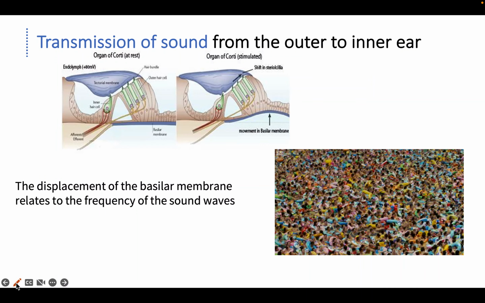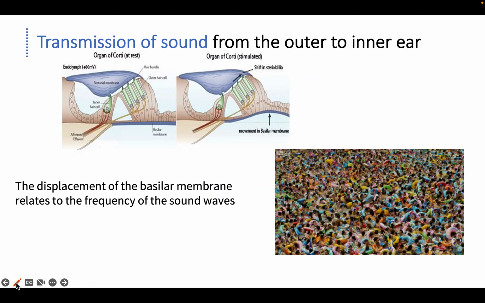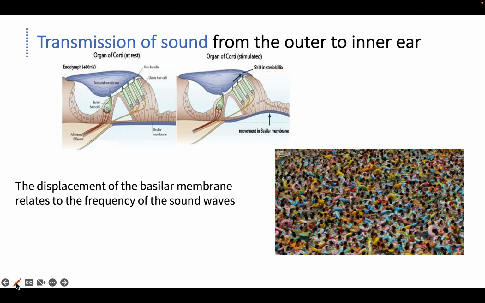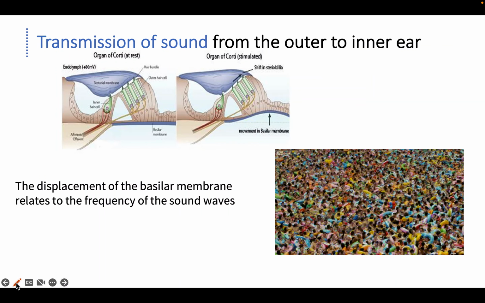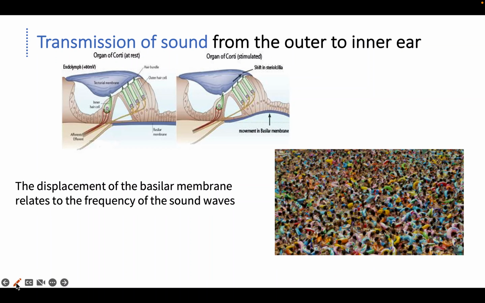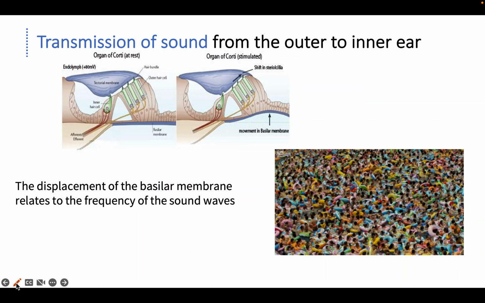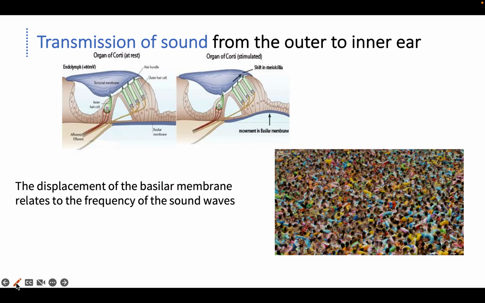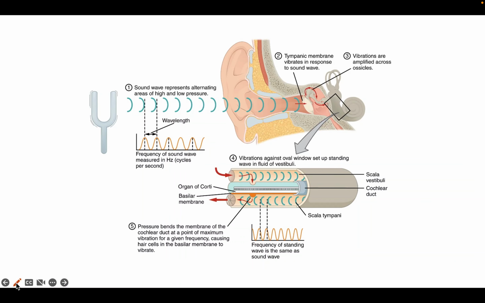All right. So this displacement of the basilar membrane is related to the frequency of the sound waves, as we said. So what this means is that high-frequency sound waves are going to distort the basilar membrane at a different location than low-frequency sound waves. And it turns out that based on the shape and the size and the flexibility of the basilar membrane, high-frequency sound waves distort the basilar membrane closer to the oval window, and low-frequency sound waves distort the basilar membrane further from the oval window. Okay, and we will look at a picture here that makes this make a little bit more sense. Okay, so here we see this transmission of sound waves.